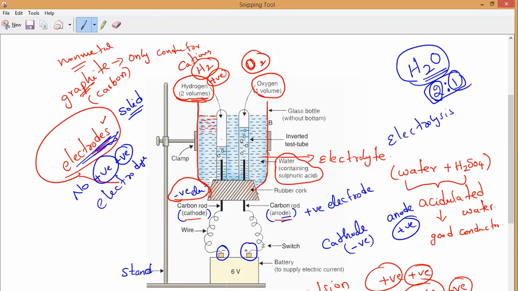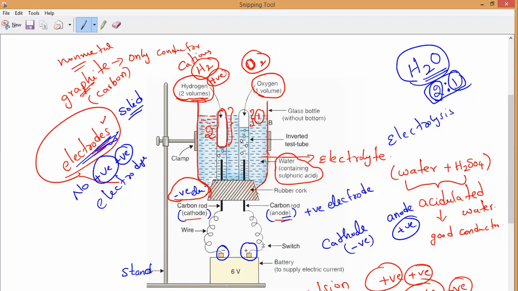Have you noticed, if hydrogen gas is coming up, water will go down? Initially, these test tubes are fully filled with water only. Once gas is coming up, automatically water will be pushed away from the test tube. So this total height is in the ratio of 2, and for oxygen it is 1.